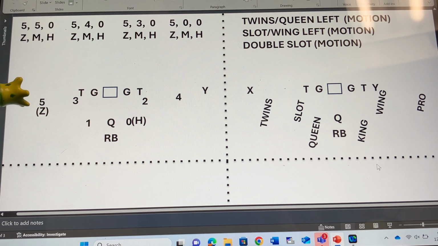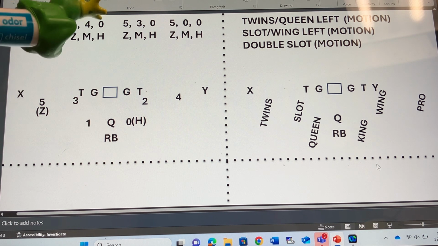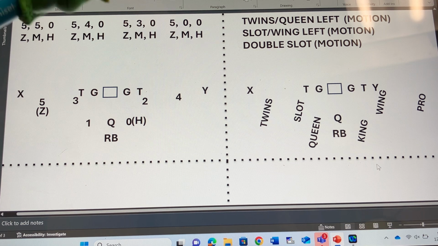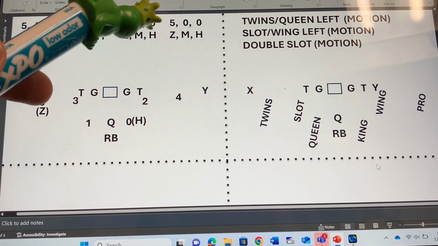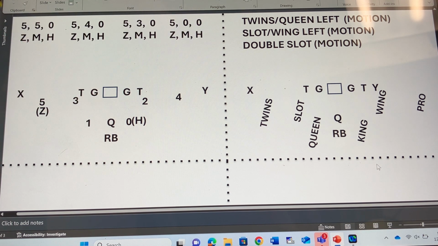But let's say I want the Z to motion to 4, so I've got 540. So the Z is going to start at 5, motion to 4, and the H is going to be at 0. I want him to go to the 3 spot, 530. So I've got Z motioning 5 to 3, or 2 to the 3 spot, and the 0 is still where the H is, and so forth.